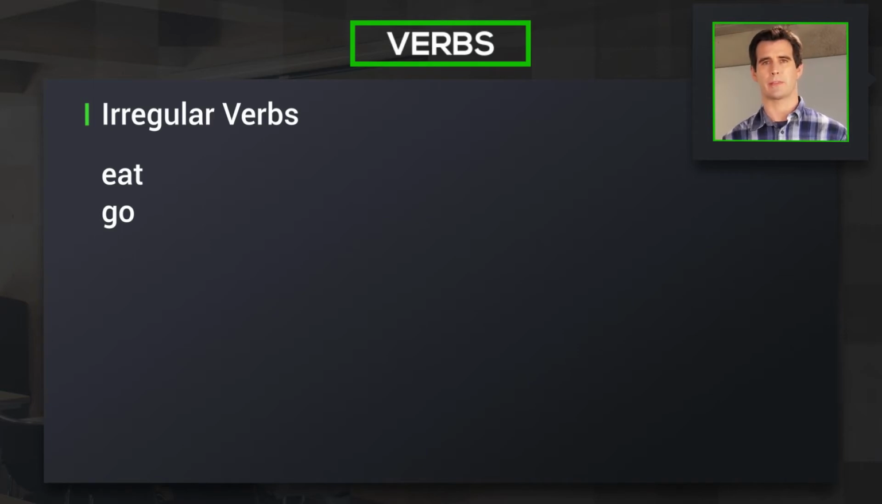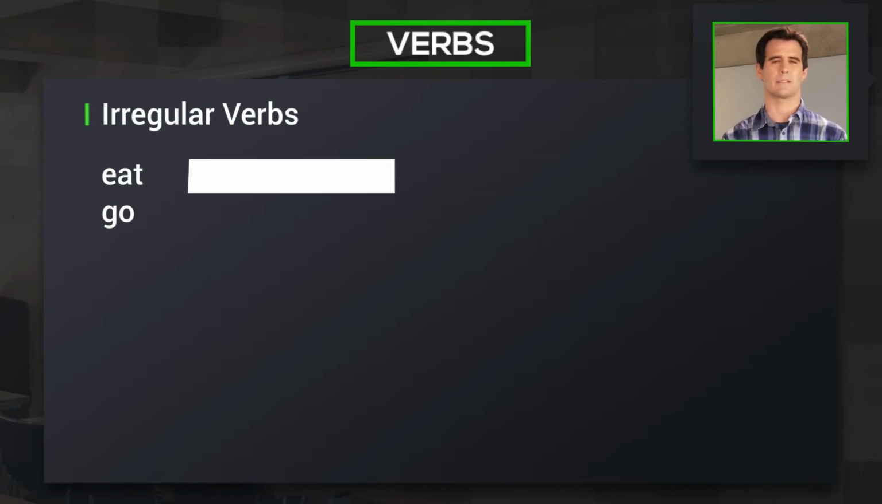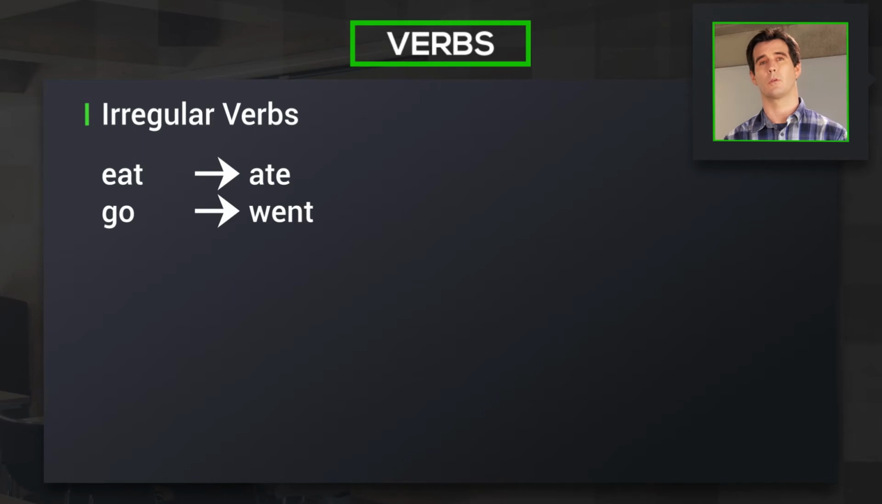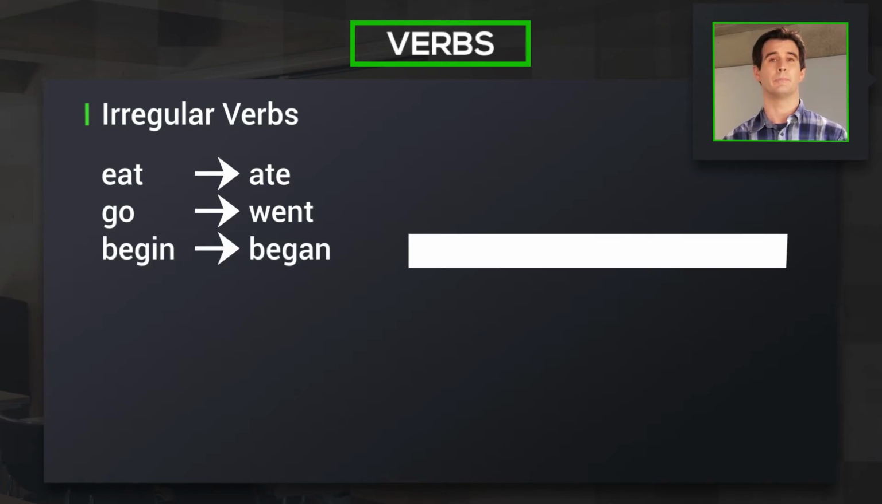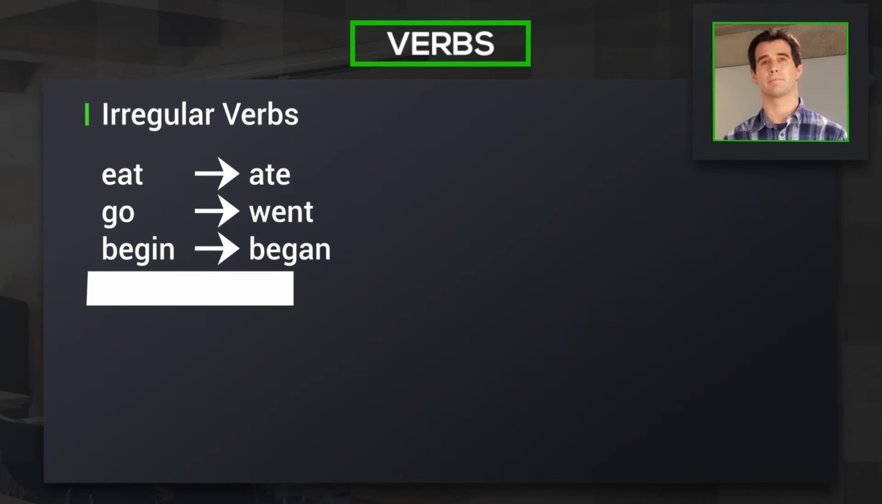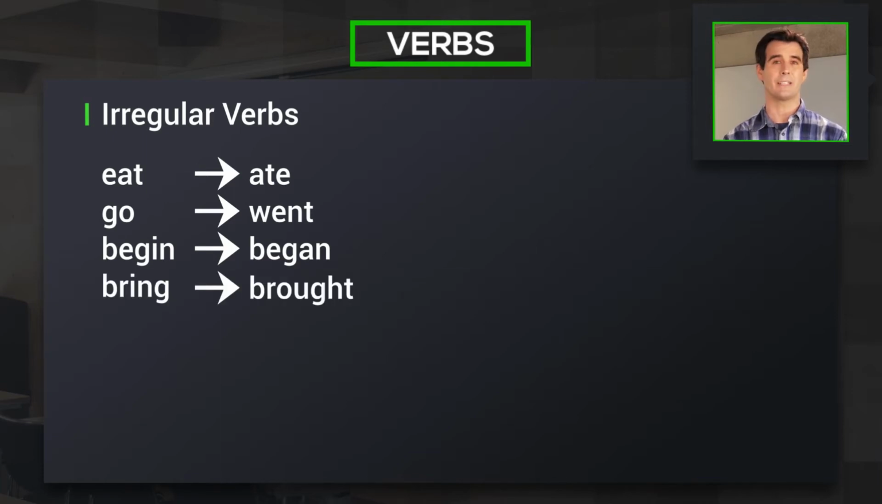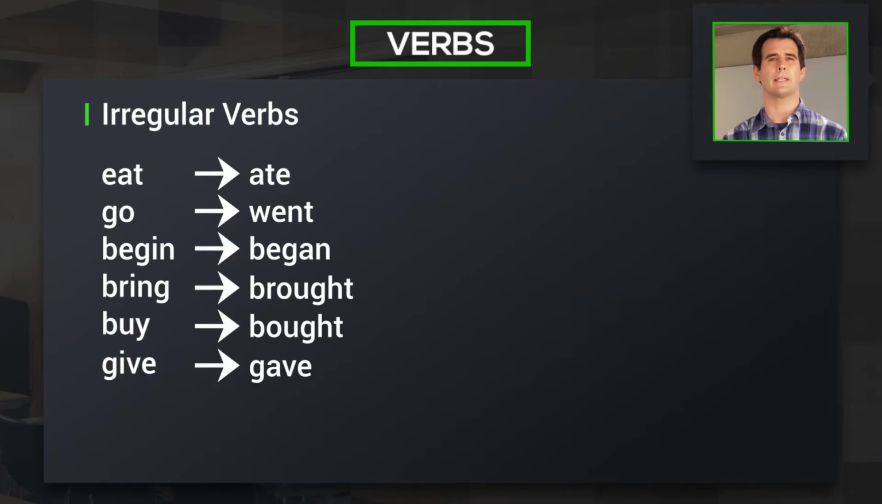Let's take a look at the past tense of a couple verbs. Eat, ate. Go, went. Here are some more verbs like this. Begin, began. Bring, brought. Buy, bought. Give, gave. Make, made.